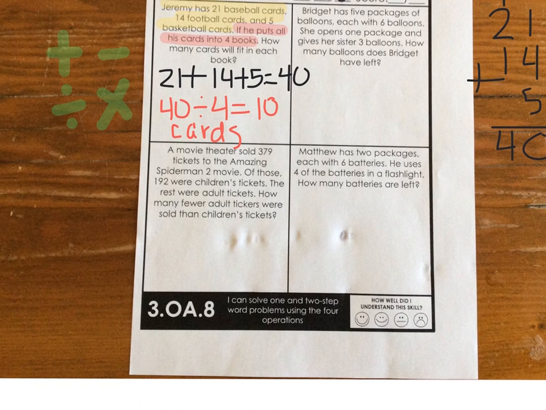Then I'm going to pull my screen up just a little bit. And then the next one says, a movie theater sold 379 tickets to the Amazing Spider-Man 2 movie. Ooh, that sounds fun. And of those, 192 were children's tickets. The rest were adult tickets. How many fewer adult tickets were sold than children's tickets? Okay, again, looks like it's going to be a two-stepper. Highlight, and then get started.